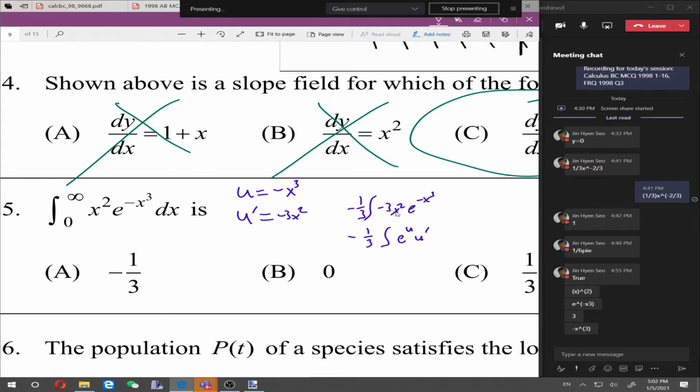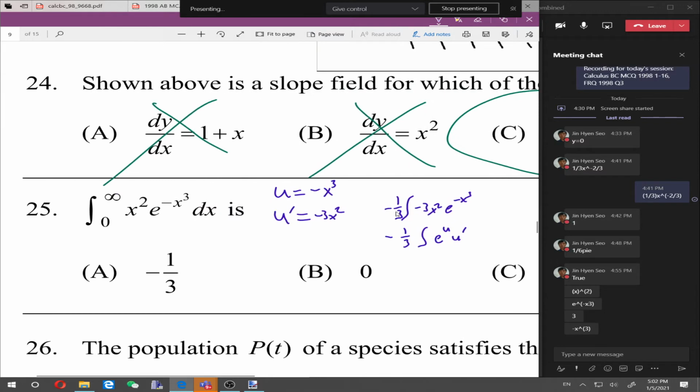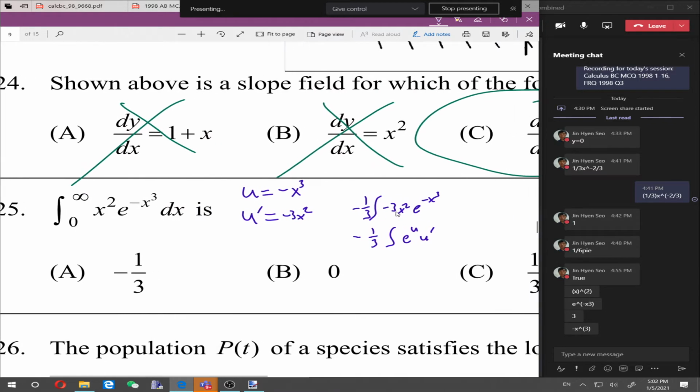Okay, jumping back to Andrew. Andrew, what's going to happen when we integrate this? It will be negative 1/3 times e to the negative x cubed power. Okay, you're right. So this would be e to the negative x cubed, which was our u, plus... Oh wait, sorry. We had bounds, didn't we? Yes. From 0 to infinity.